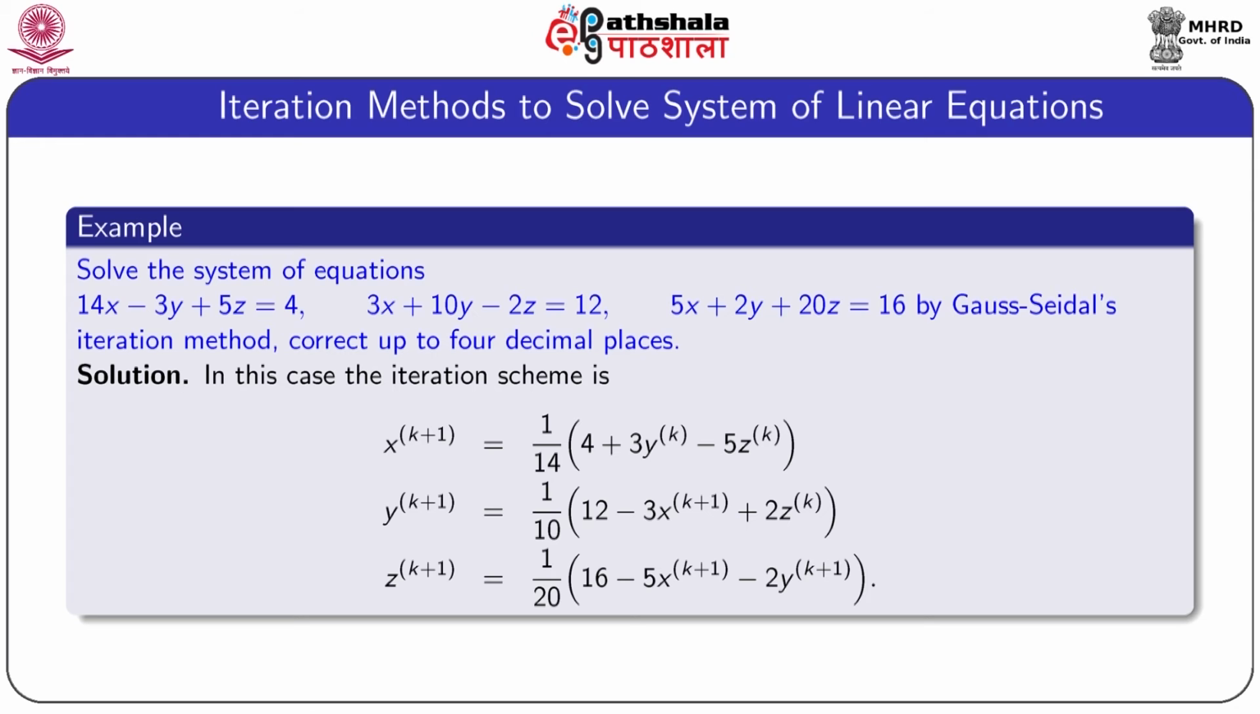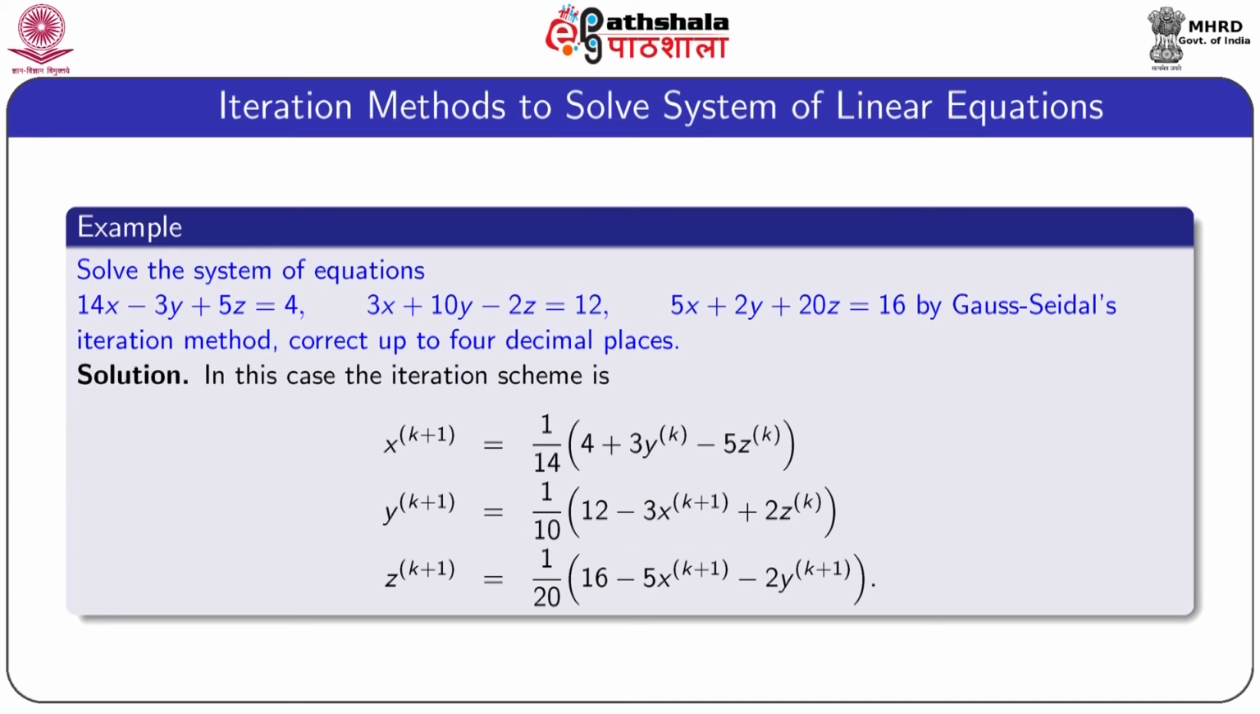In this case, the iteration scheme is this one. The first iteration scheme, that means the value of x at the (k+1)th iteration, can be obtained from the expression 1/14 into (4 + 3yk - 5zk). This is evaluated from the first equation, and from the second equation we get the value of y at the (k+1)th iteration. This is equal to 1/10 into (12 - 3x(k+1) + 2zk).